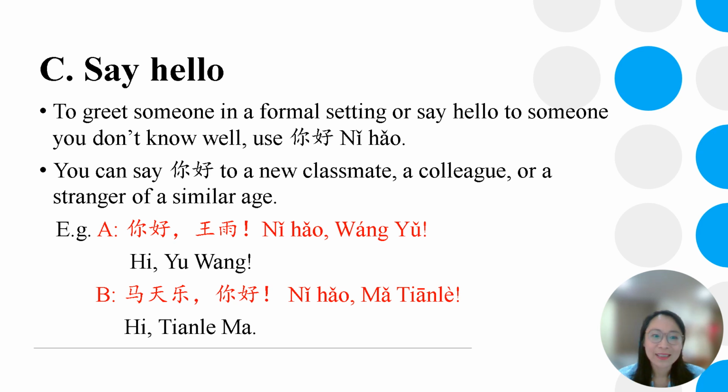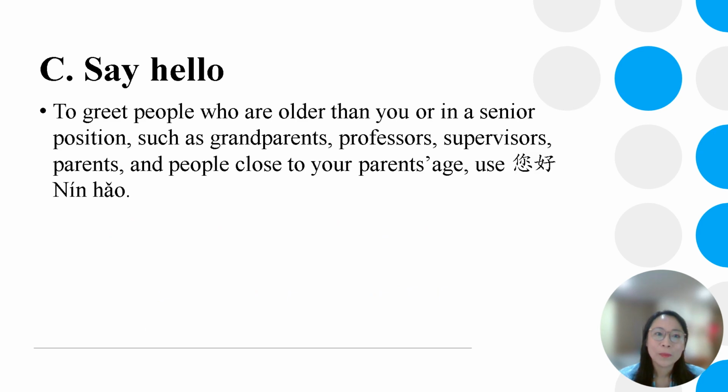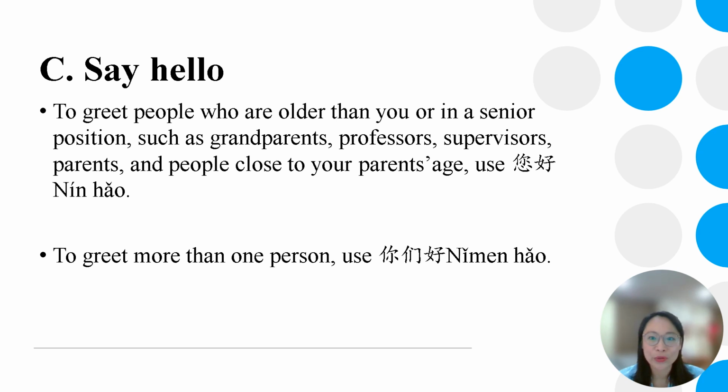Do you understand? 你好 is a way to say hello in Chinese. But if you want to greet people who are older than you or in a senior position, such as grandparents, professors, supervisors, parents, and people close to your parents' age, it's better to use 您好 instead of 你好. 您好 is a polite way to say hello to elder people. If you want to greet more than one person, you can use 你们好.